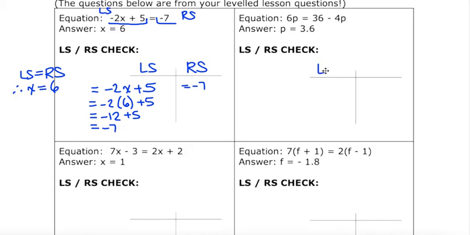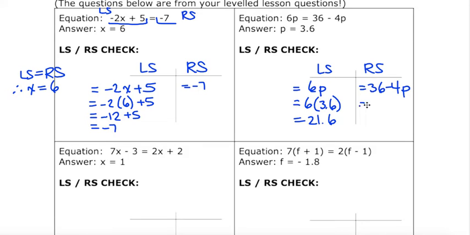So the left side of my equation is 6p. And the right side of my equation is 36 minus 4p. So now instead of p, I'm going to put 3.6 in its place. So 6 times 3.6, and I'm going to do that calculation. So 6 times 3.6 is 21.6.